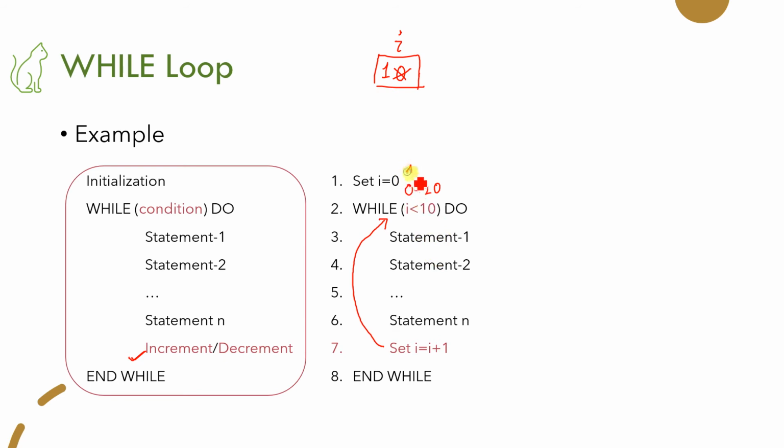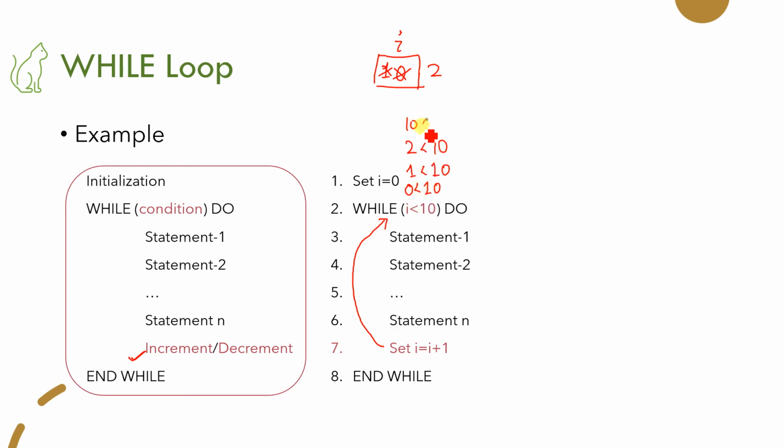Now the condition is checked: is 1 less than 10 or not? Yes, the condition is satisfied. Again the statements get executed. So set again I equal to I plus 1. The previous value gets deleted and I now becomes 2. Again the condition will be checked, 2 less than 10, and this is how things go on. So now you can understand how many times this will go on.